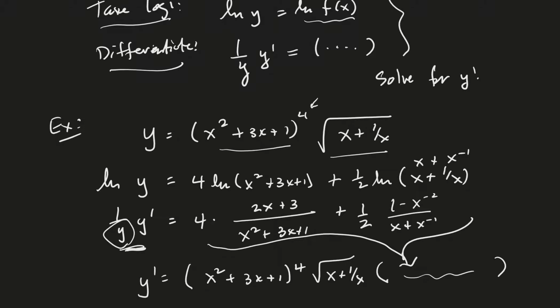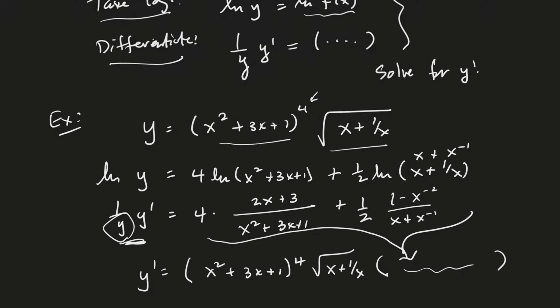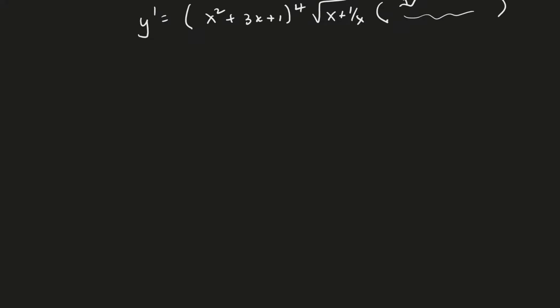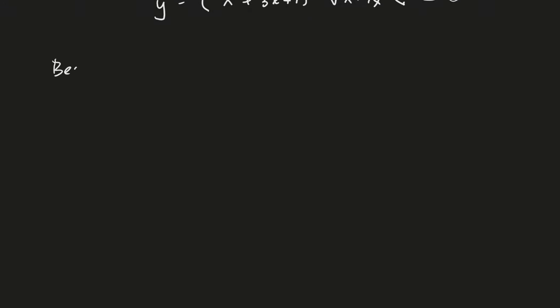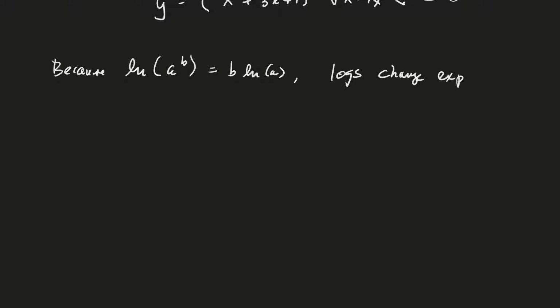Okay, so we're finishing up our discussion about logarithmic differentiation, and I just wanted to make a couple of points here. Because the log of a to the b is equal to b times the natural log of a, logs change exponentiation, that's a big word, exponentiation into products. Right? Instead of having a to the b power, it's b times the natural log of a.